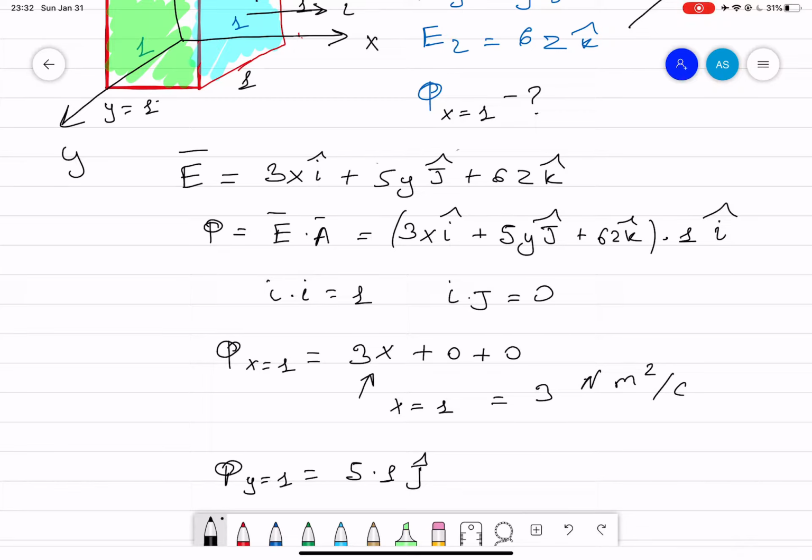Then you multiply by the area vector in the j direction. The rest of the terms become 0. The area in our case is 1 times 1, which gives you 1 meter squared. At the end you can say it is equal to 5 newton meter squared per coulomb. This is how we can solve such a problem.